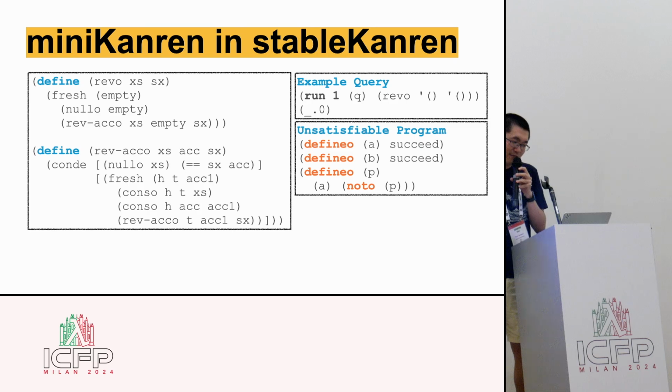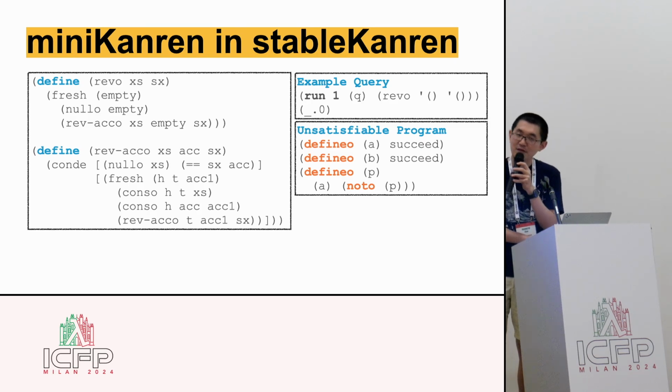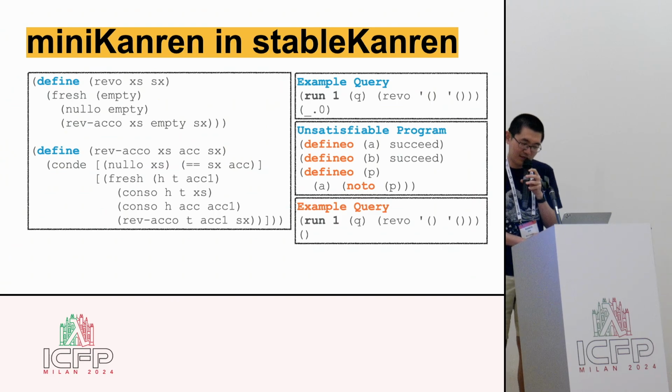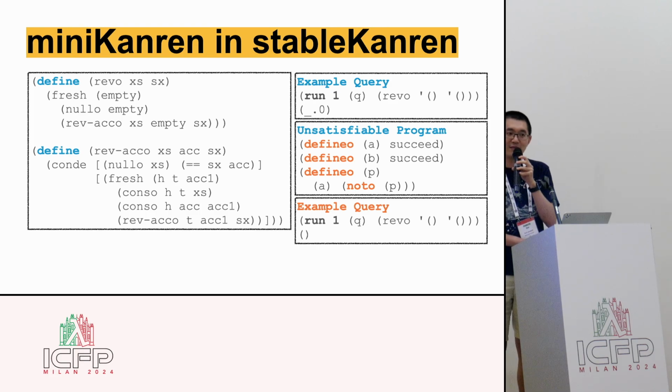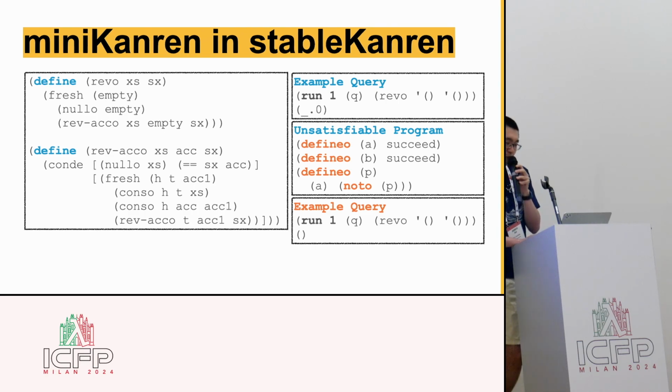Now if I add an unsatisfiable program together with this miniKanren program, okay, this is the unsatisfiable program we saw before, and run the query again, boom, there's no result. Okay, so these are two issues that really impact backward compatibility. So we try to fix it here.